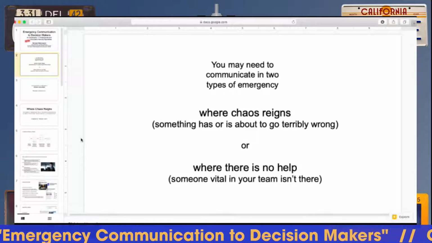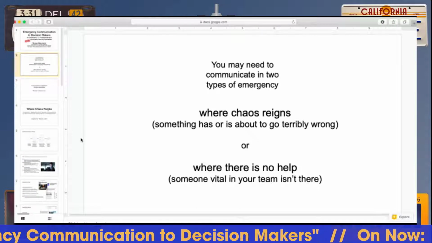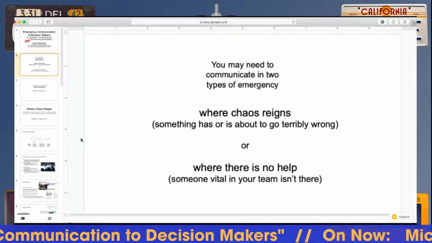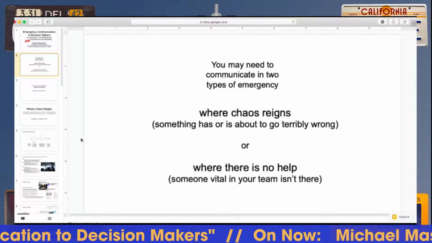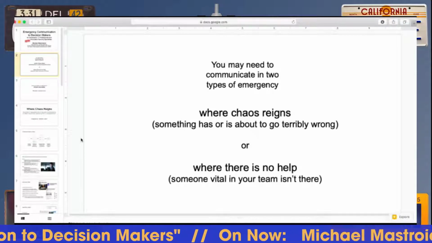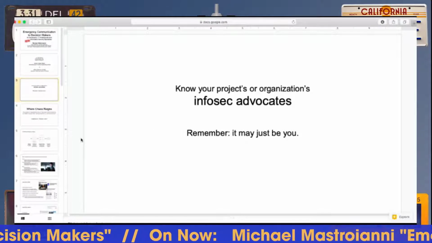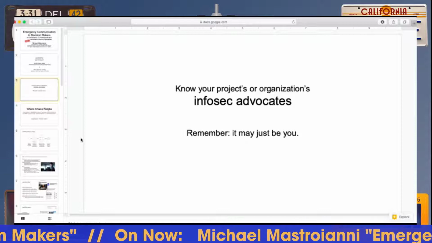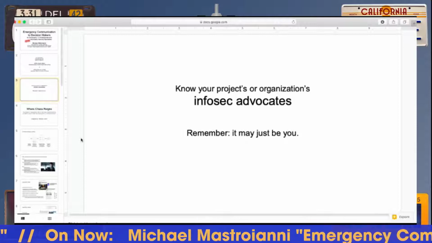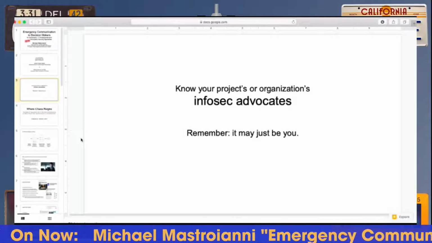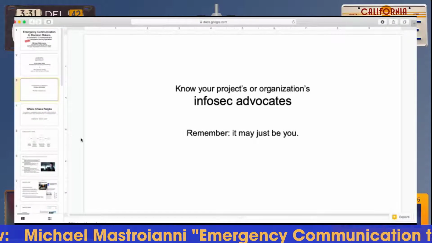And also, a smaller emergency usually is when there is no help, which is more of a team emergency or a project emergency, usually when someone coordinating your work with other vital members of the team isn't available. So when you're going into either kind of emergency, before you start, the first thing you should be doing as an InfoSec advocate is know the other ones on your project team or in your organization. Unfortunately, in some cases, and this is also what I determined working with Compass early on, it might just be you. And this does give you a lot of opportunities, but it also opens up a lot of risks. And that is more what we are going into today.